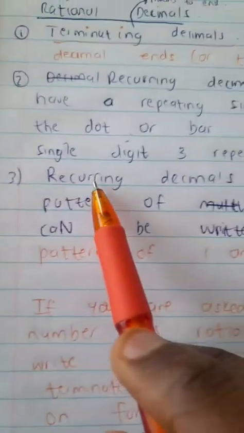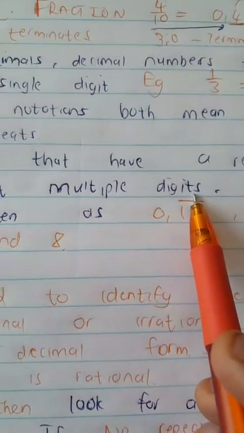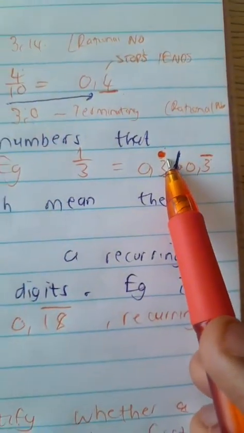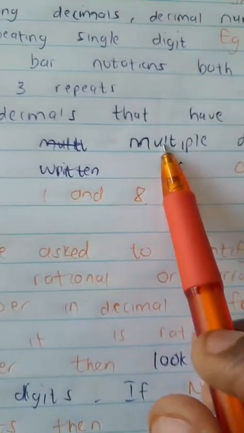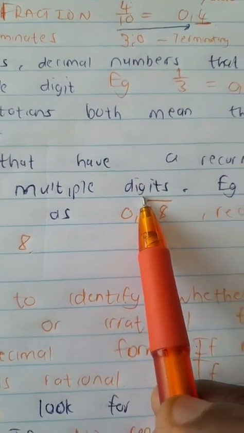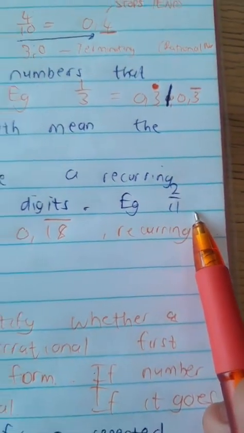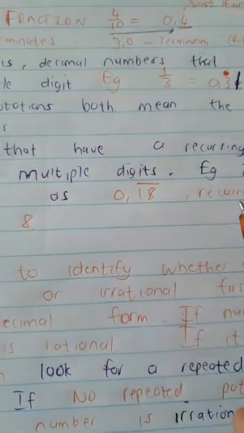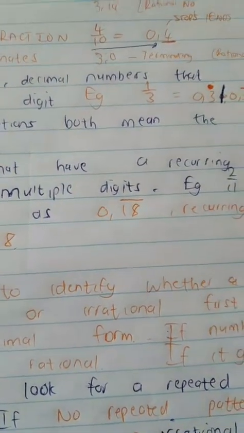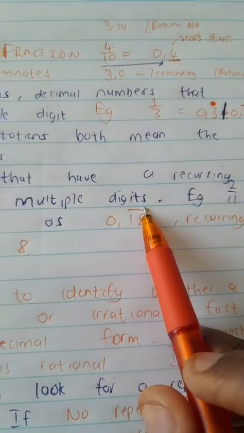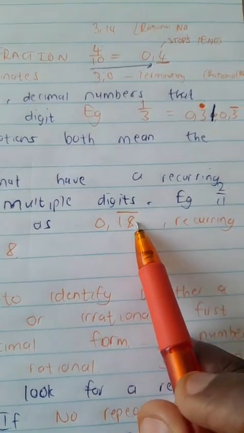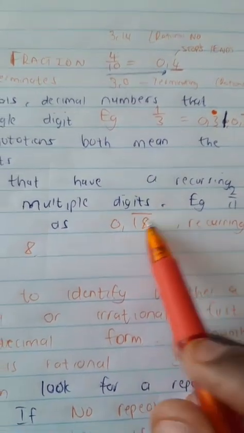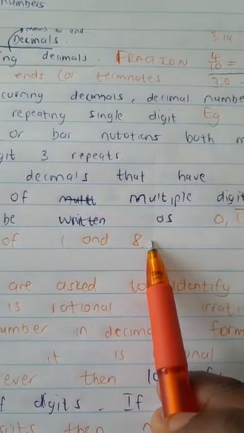Look at this point. Recurring decimals that have a recurring pattern of multiple digits. Sometimes it's not just one number that repeats after the comma, but multiple numbers that repeat. For example, 2/11 can be written as 0,18181818 infinitely. Look at this, the bar is written over 18 to indicate that 18 repeats. A recurring pattern of 1 and 8.